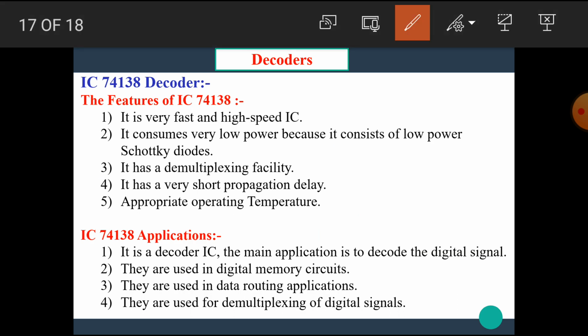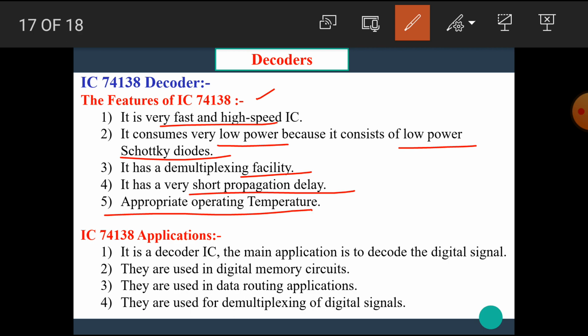Now let's see the features of this IC. It is a very fast and high speed IC. It consumes very low power because it consists of low power Schottky diodes. It has demultiplexing facility. It has very short propagation delay and it has appropriate operating temperature. There are some applications of these ICs such that it is a decoder IC. The main application is to decode the digital signal. They are used in digital memory circuits. They are used in data routing applications and they are used for demultiplexing of digital signals.